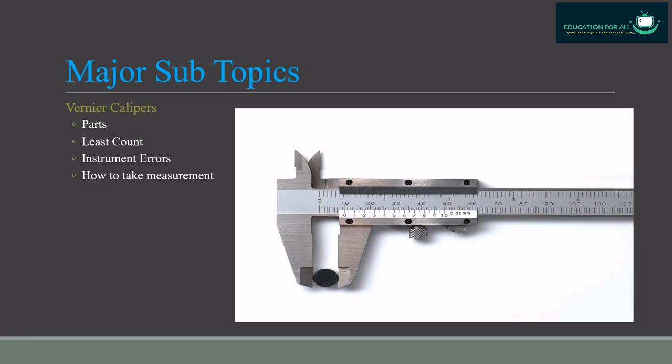Now come to the major subtopics which we will discuss in this session. First of all, we will discuss the parts of a Vernier caliper. Then we will discuss how we will find the least count of a Vernier caliper. Then we will discuss how you can judge or calculate the errors in an instrument if an instrument has any. And in the end we will discuss in detail how you can take measurement by using Vernier calipers.